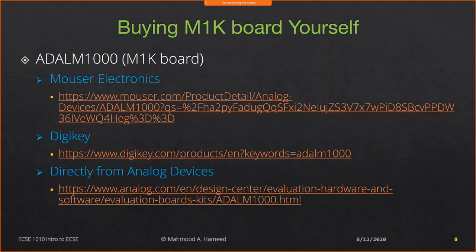A simple way to get to these pages is to go to the main page of Mauser or DigiKey or Analog Devices and search for the part number ADALM1000, and you will get to these pages. Depending on which one has stock and which one has a lesser lead time, so that you can get it as soon as possible, choose that particular distributor for the board.